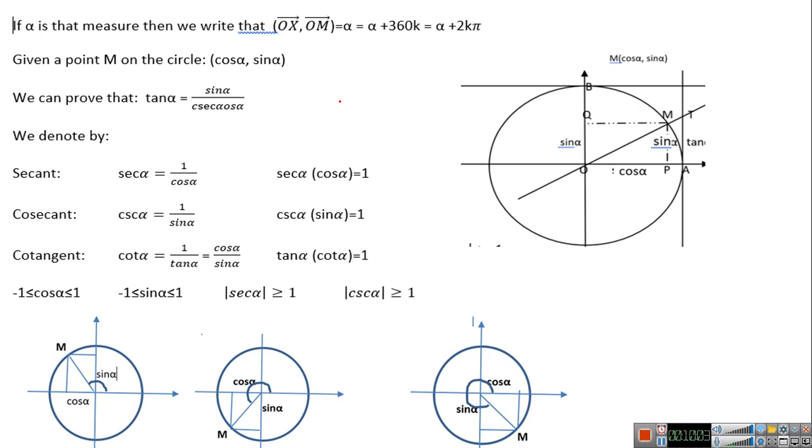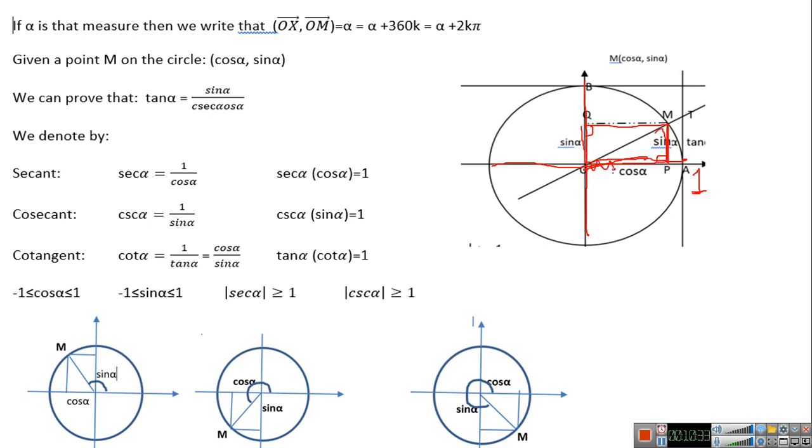Now we're going to define sine and cosine. If you have a point M on this circle, you have the x-axis as you can see here, and you have the y-axis. We know that the trigonometric circle is a circle whose radius is 1, so the maximum OA here is 1. If you project M, you draw a perpendicular from M on the x-axis and a perpendicular from M on the y-axis. So you're going to have a rectangle. Did you see the rectangle here?